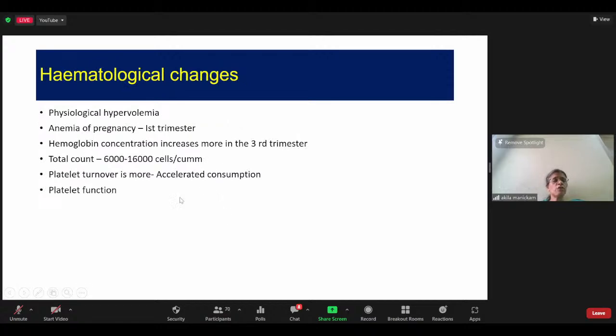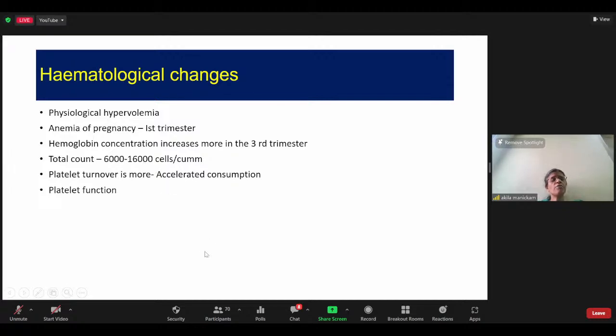Going on to hematological changes, physiological hypervolemia we already dealt with. There is often anemia of pregnancy, which is present only in the first and second trimester. During the third trimester, the plasma volume increase is not much, so the hemoglobin concentration naturally increases more. Your total count is roughly about 6 to 16,000 cells per cubic millimeter, which should be the normal limit, unlike a pre-pregnant value of 6,000 to 9,000.